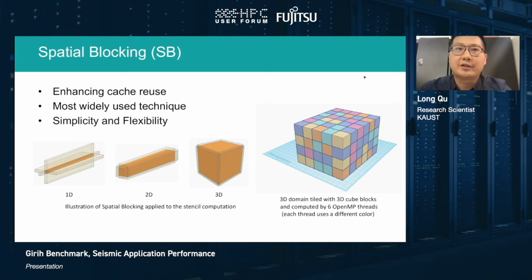Figures below illustrate the data reuse of spatial blocking applied to stencil computations in 1D, 2D, and 3D cases. For a big 3D domain, we can tile it into multiple 3D cube blocks and compute them with different threads using OpenMP. Figures here illustrate this with 6 OpenMP threads. The workload of each thread is shown in a different color.